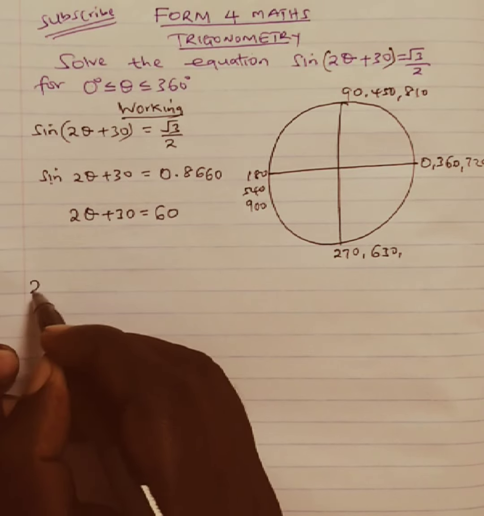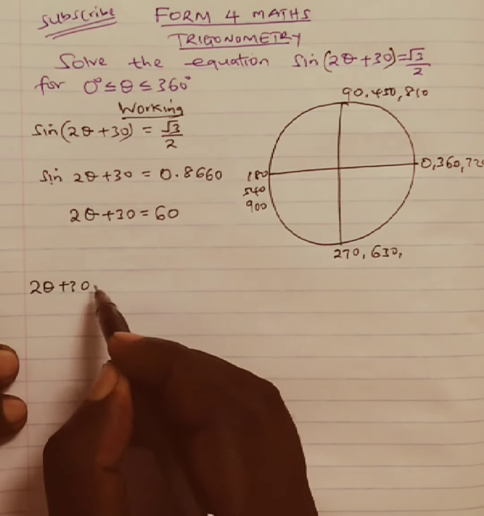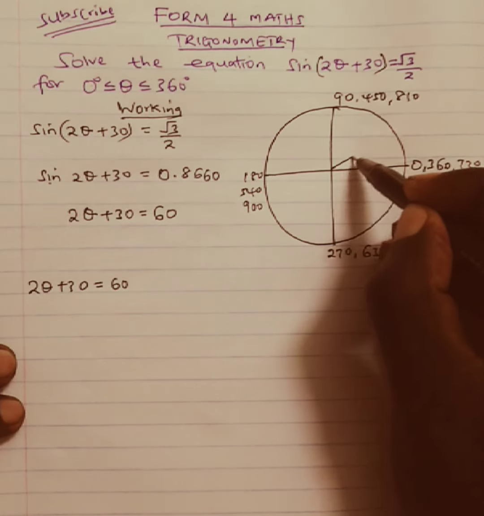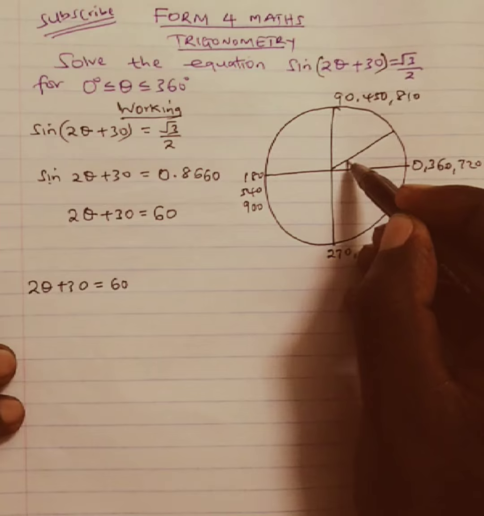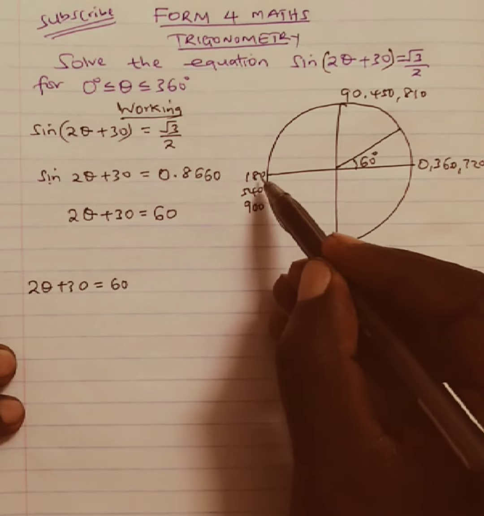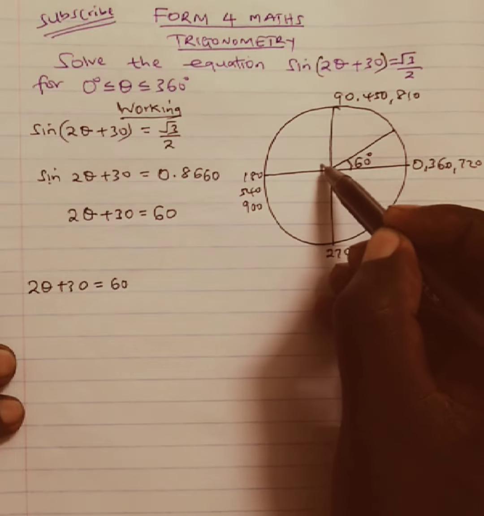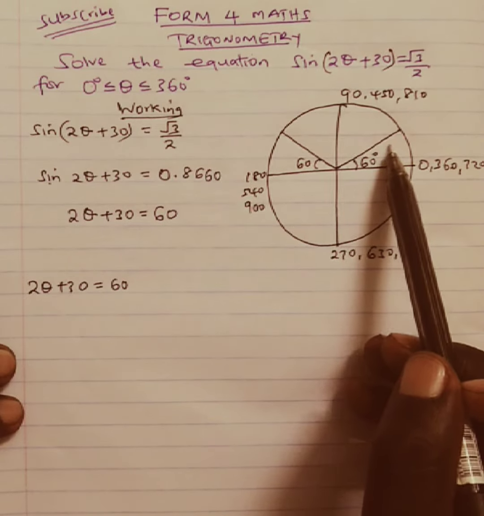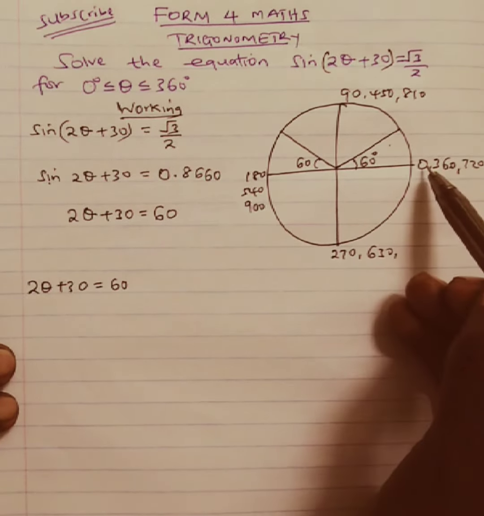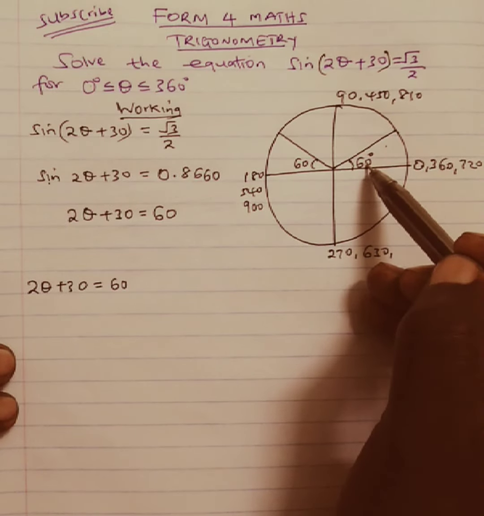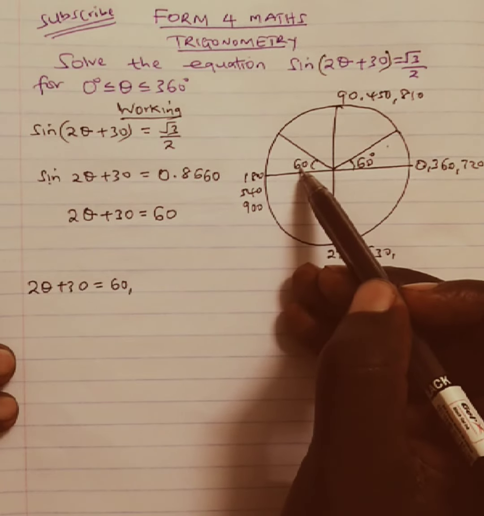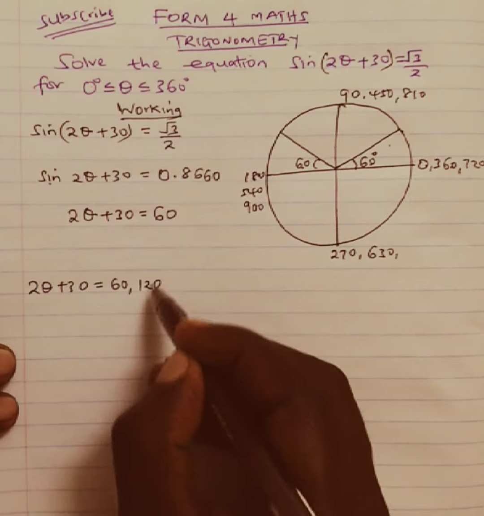Now we have our twice theta plus 30 degrees. The first angle we have gotten is 60, and 60 being an acute angle of the sine, we are going to measure 60 degrees in the first quadrant from 0, and also from 180 degrees we measure 60, since sine is positive in the first and the second quadrant. So from 0 degrees the first angle is 60, and from 180 we take 180 minus 60 to get the next angle, which is 120.